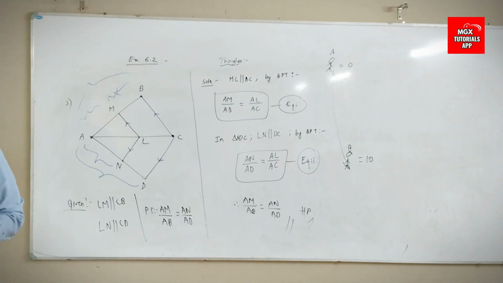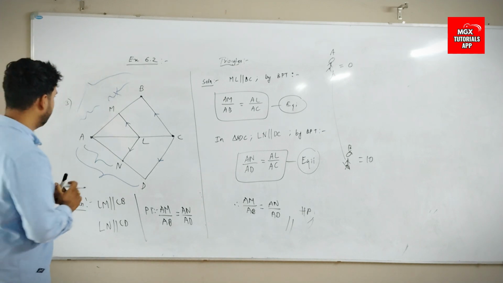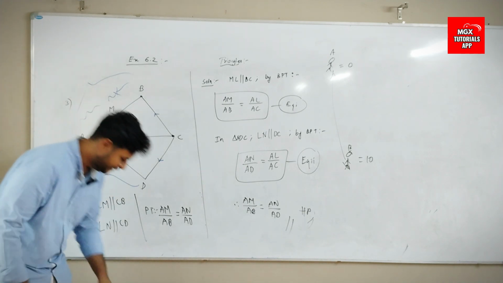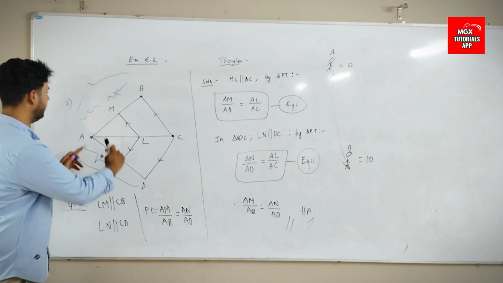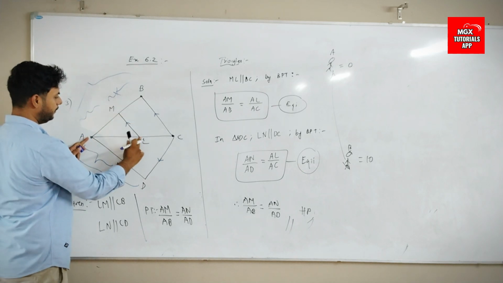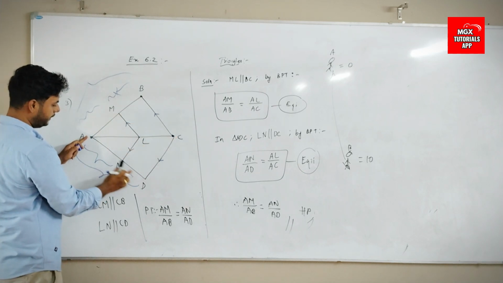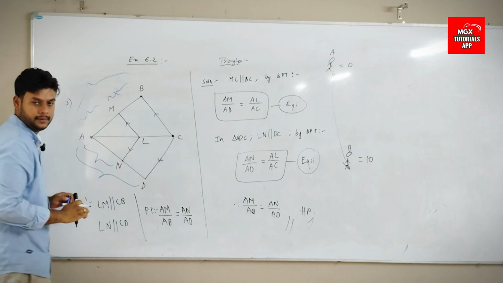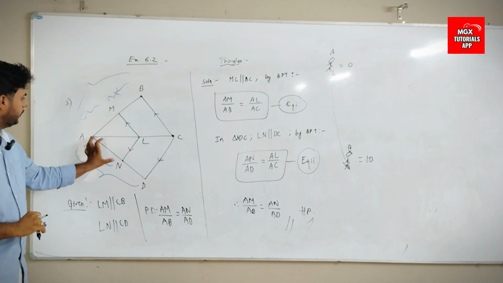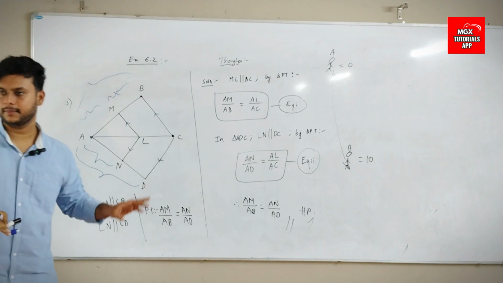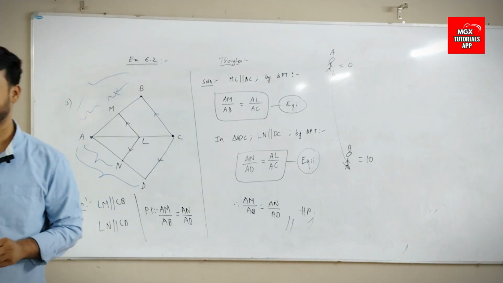Any doubts? What I did here? Once I will tell you. AM by AB is equal to AL by AC. Second, AN by AD is equal to AL by AC. So this will be equal to this. That's right, the theorem. Any doubts? Right.